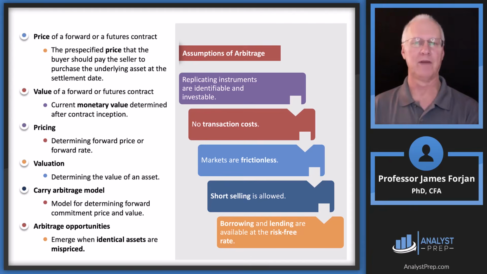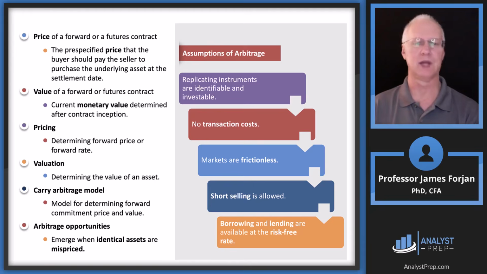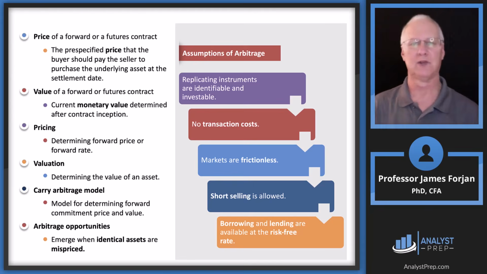When those things diverge, then we have arbitrage opportunities. And so let's go ahead and take care of that part of the LOS that asks us for assumptions of arbitrage. And that first purple one is just kind of a restatement of our last bullet point. Replicating instruments. Oh, this is really important. So the replicating portfolio, the replicating security, the terminology in this reading is replicating instruments.